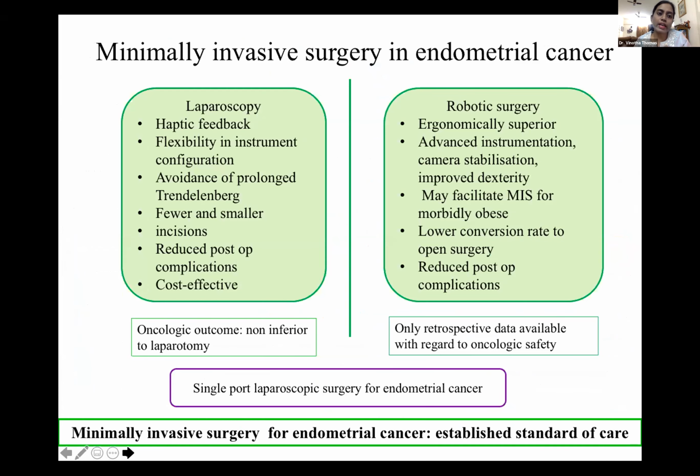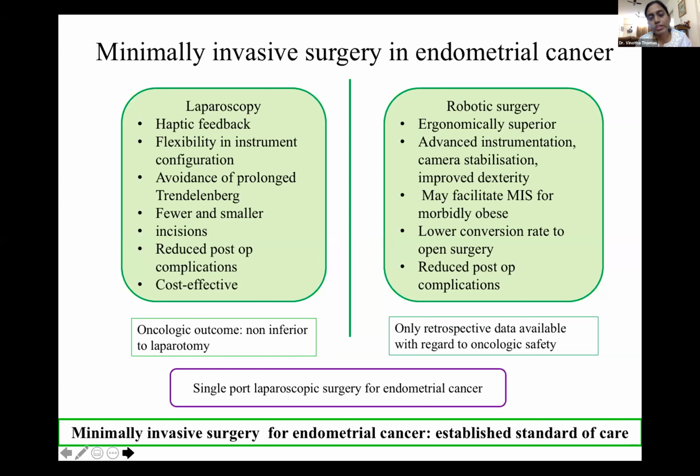So when you look at laparoscopy versus robotic surgery, laparoscopic surgery has haptic feedback. It has flexibility in instrument configuration; we can take out an instrument and put in another instrument depending on what we are comfortable with. We can avoid prolonged Trendelenburg and change the position of the patient depending on how she's tolerating Trendelenburg. The incisions are smaller, there are reduced post-op complications, and it is cost-effective in a country like India. And we have evidence about oncologic outcome and its non-inferiority to laparotomy.